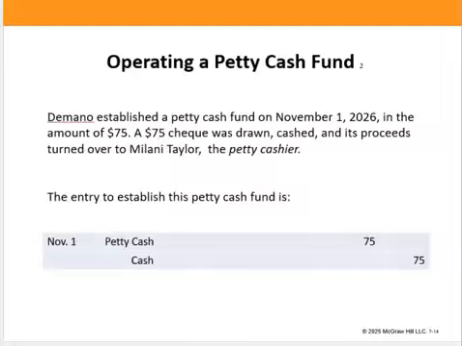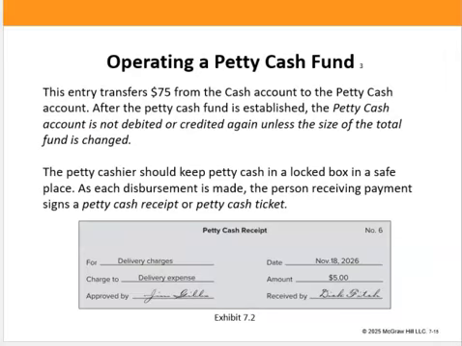So for the journal entry to create the petty cash fund, you would debit petty cash, the $75, because that is the amount in that asset. And then, of course, you'd reduce the cash account by $75. So this entry would transfer the $75 from the cash account to the petty cash account. After the petty cash fund is established, the petty cash account is not debited or credited again unless the size of the total fund is changed.